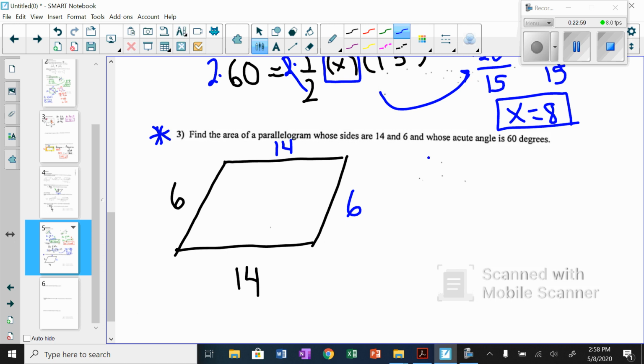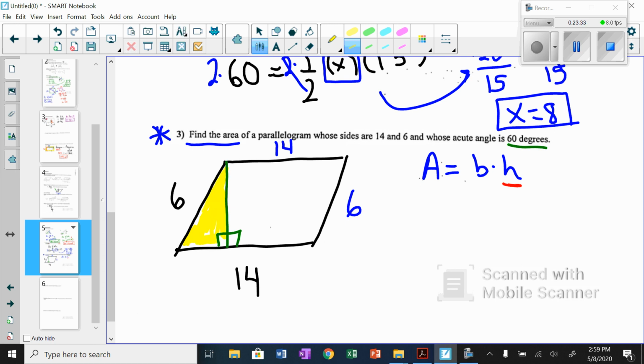Okay, before I label the acute angle, we know area is equal to base times height. Find the area. So I know that's the formula I'm going to use. We also know a height has to be made with a right angle. I'm going to have to draw in an altitude here, and that's going to be my height. Now, I still need to label the 60 degrees. I'm going to choose to label that 60 degrees in this right triangle because it's going to help me find the height.